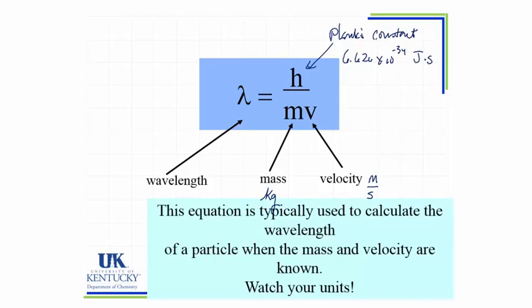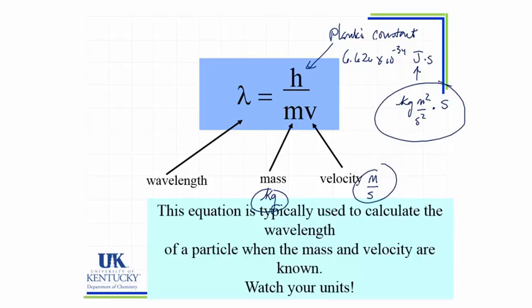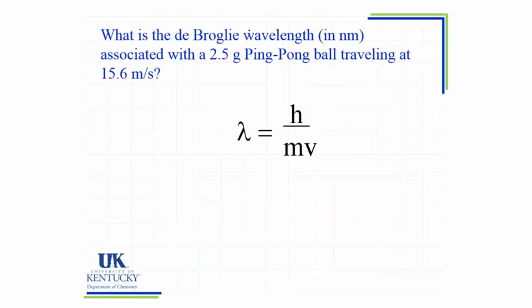Now, I've given what they need to be in, but why do they need to be in this? It is because of what a joule is. A joule, if you break it down into its base units, is a kilogram meter squared per second squared. And then that would be times seconds. So this would be the units of Planck's constant. If this is in kilograms, it's going to be canceling with this kilograms nicely. And if these are meters per second, they're going to cancel with the meters per second. So we're going to be left with one of these meters left over, and that'll give off our wavelength in meters. So let's work a problem.